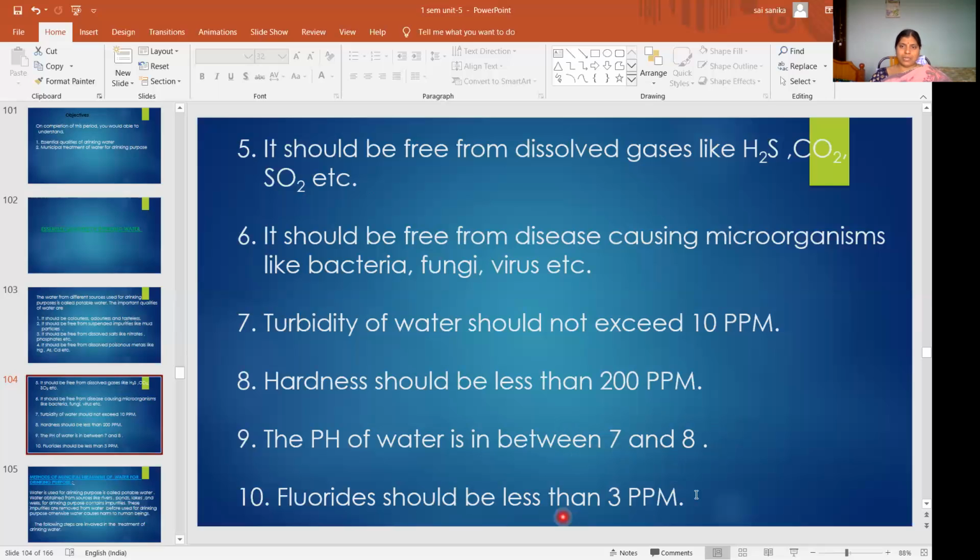And fluoride should be less than 3 ppm. Fluorides, fluorosis you will get, no? So that fluoride should be less than 3 ppm. Then only you can drink. So these are some of the essential, important qualities of potable water or drinking water.